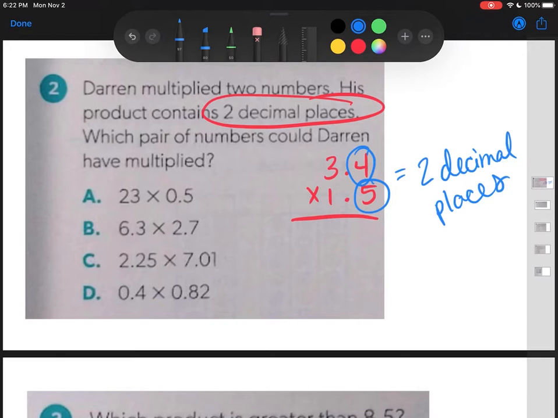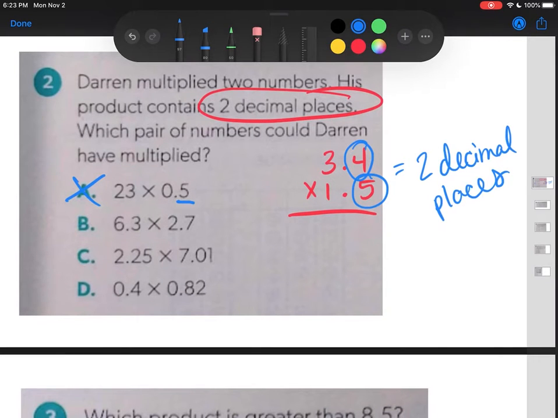So we need to look at our number pairs and figure out which pairs would have 2 numbers to the right of their decimal in the problem. So let's look at A. A, 23 doesn't have a decimal, but it does have 5, right? That's only one decimal number though. So A is not going to work. Well, let's look at B. B has 1 number to the right of the decimal, 3, and then another number to the right of the decimal. That's going to be 2 decimal places, right? The first one only had 1. So that's going to be 2 decimal places.